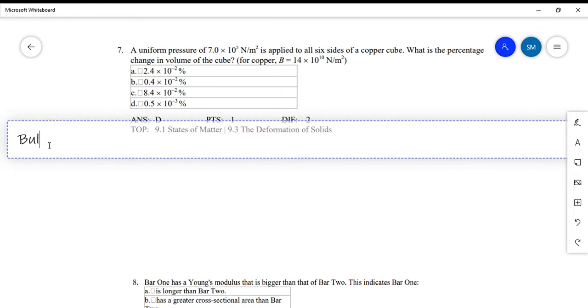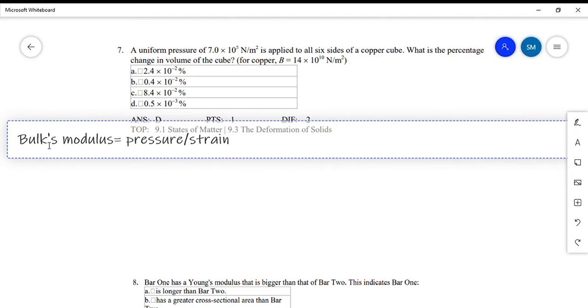Bulk modulus is equal to pressure over strain. If we don't know the difference between pressure and strain, I will leave a link of a video in the description box for the Organic Chemistry Tutor. Bulk modulus is equal to pressure over strain. What's the difference between pressure and strain?